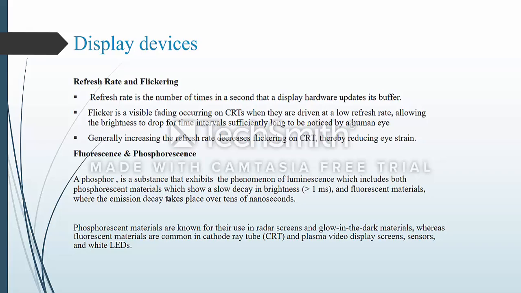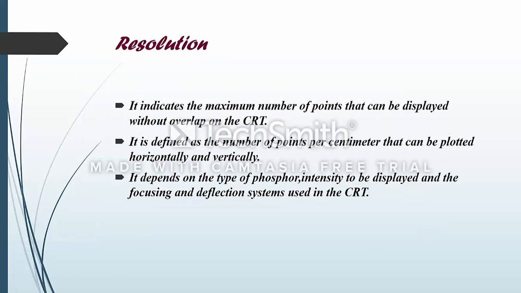Now, we are going to learn about fluorescence and phosphorescence. A phosphor is a substance that exhibits the phenomenon of luminescence, which includes both phosphorescent materials, which show a decay in brightness in less than 1 millisecond, and fluorescent materials, where emission decay takes place over tens of nanoseconds. Phosphorescent materials are known for their use in radar screens and glow-in-the-dark materials, whereas fluorescent materials are common in cathode ray tube and plasma video display screens, sensors, and white LEDs.